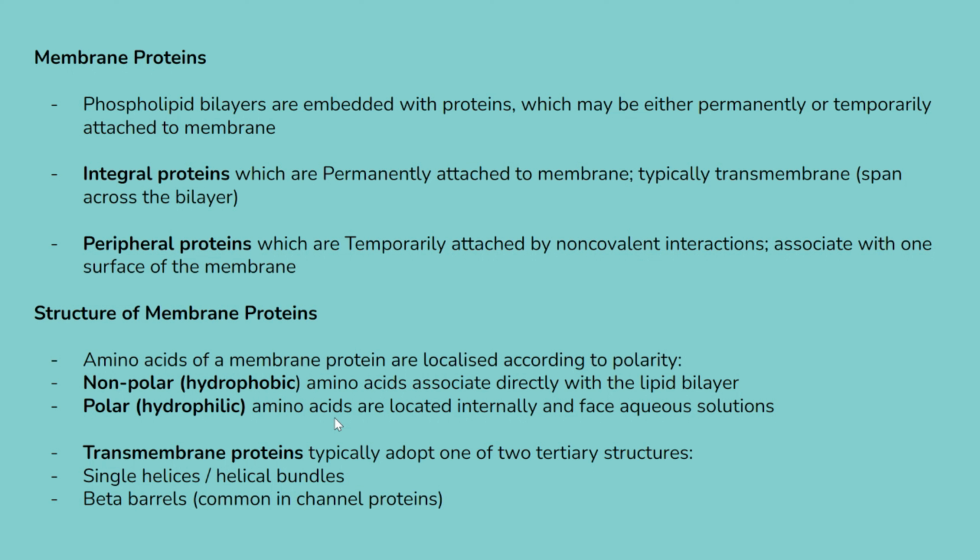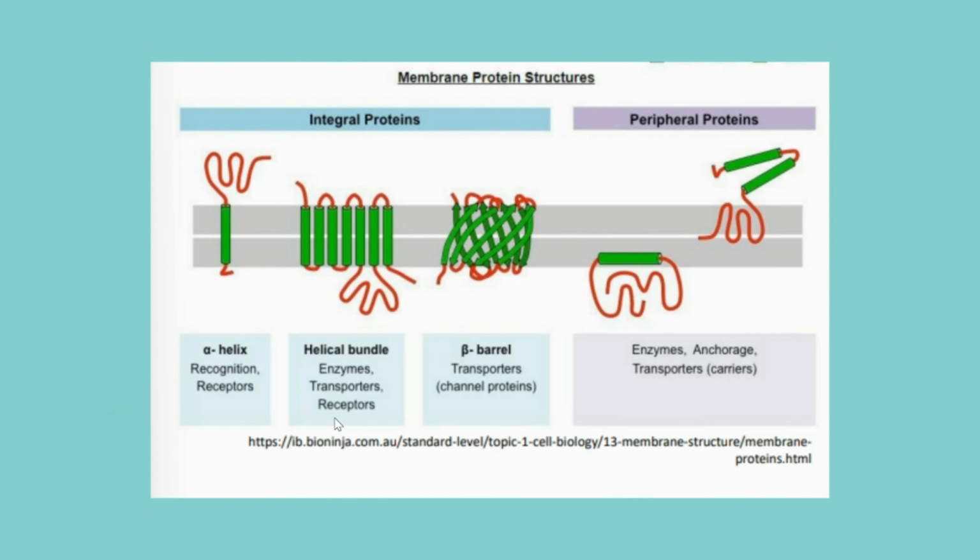Transmembrane proteins typically adopt one of two tertiary structures, single helices or beta barrels, commonly known as channel proteins as well. So these are how your integral proteins look like, as I mentioned, and peripheral proteins as well. Your integral proteins, there are a few kinds. You have an alpha helix structure, you have a helical bundle, you have a beta barrel, and all of these have different functions. So alpha helix sort of structures would probably be for receptors on the membrane proteins.